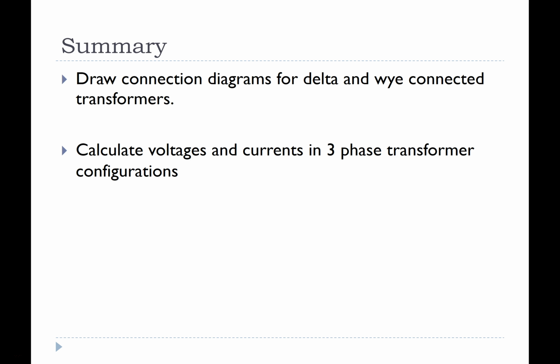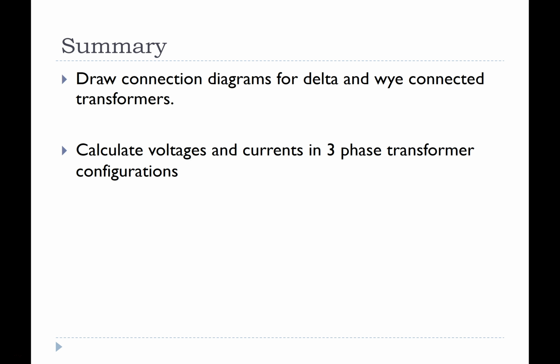So in summary, by now I hope you could draw the connection diagrams for delta and Y connected transformers. Remember, the delta connections go negative to positive, and for the Y connected transformers, we tie the neutrals together and we take the terminals out of the dotted terminals. And you should be able to calculate voltages and currents in three-phase transformers. We looked at the voltages only. The currents, same thing. We use the same procedure, except now the relations would be reversed.